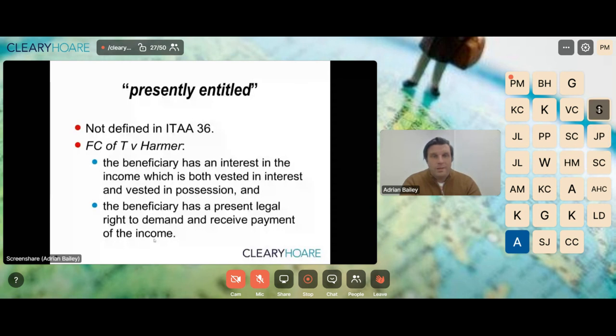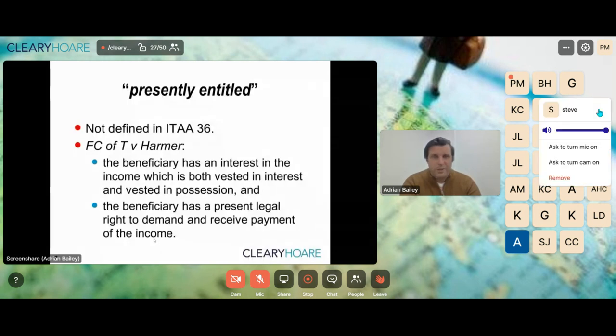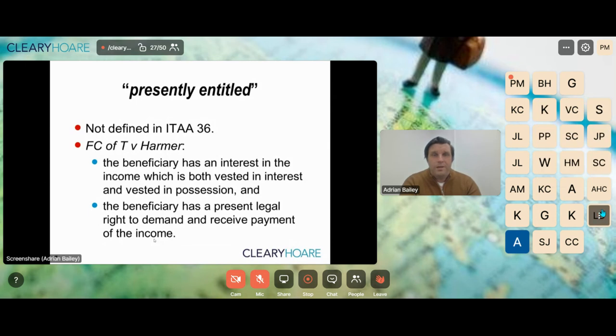And probably the best example of that is the Federal Commissioner of Taxation and Harmer, where it says that presently entitled means that the beneficiary has an interest in the income which is both vested in interest and vested in possession, and the beneficiary has a present legal right to demand and receive payment of the income.